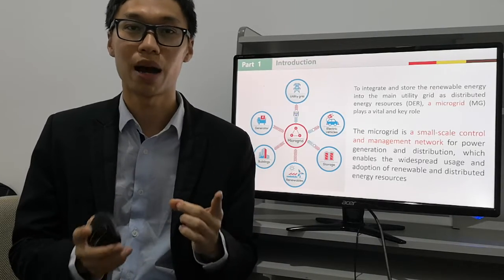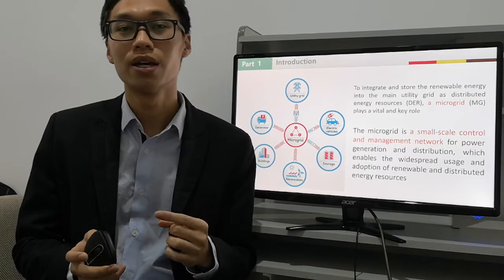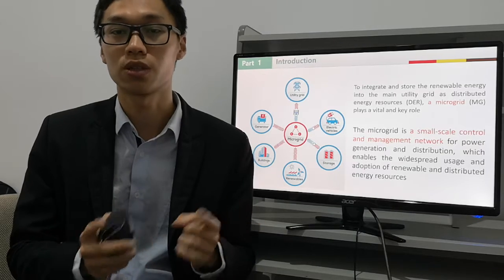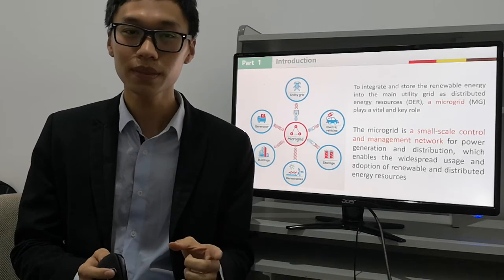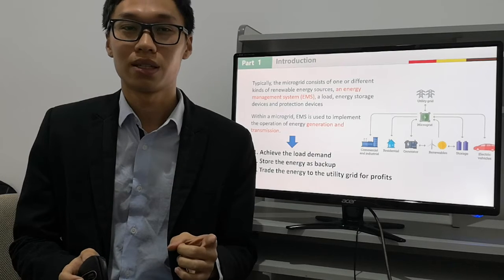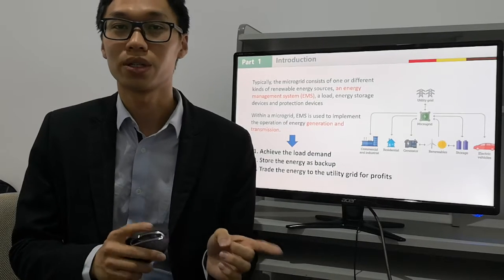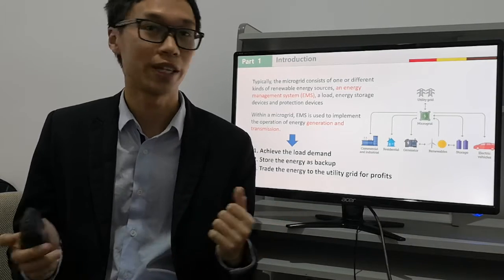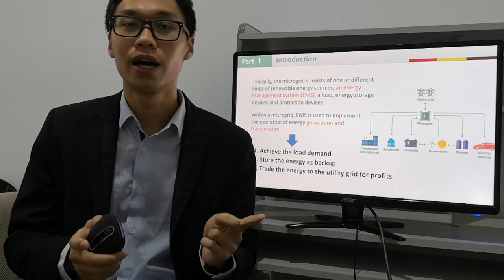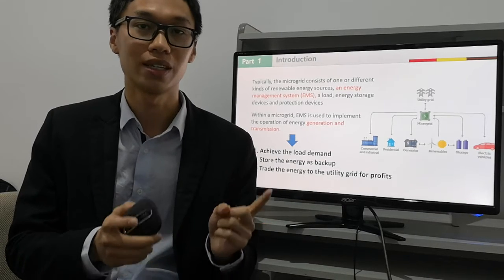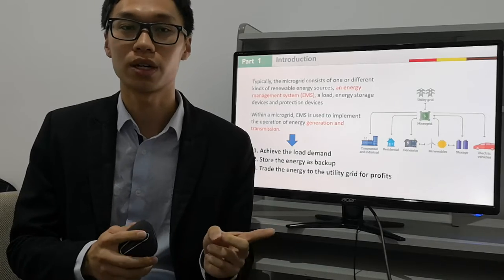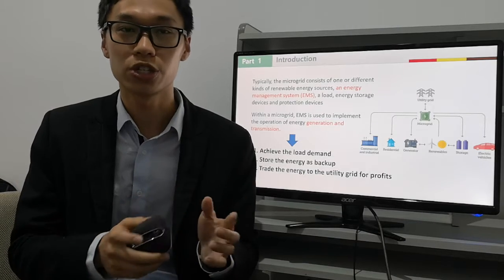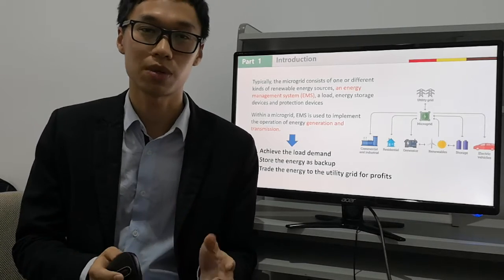In this issue, a microgrid plays a very important role. A microgrid is a small-scale control and management network for power generation and distribution. Typically, the microgrid consists of one or more different distributed energy sources, like solar energy, wind energy, tidal energy, many things. And also, an energy management system, also called EMS, is included in the microgrid. So what's an EMS? EMS is used to implement the operation of this energy generation and transmission.